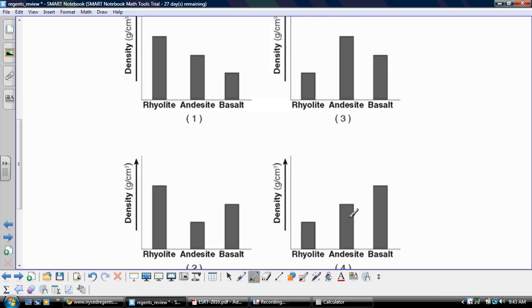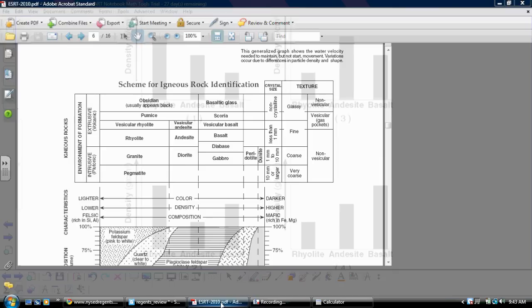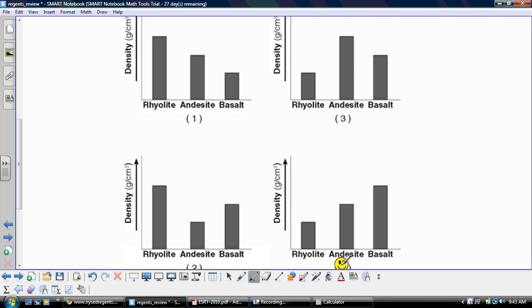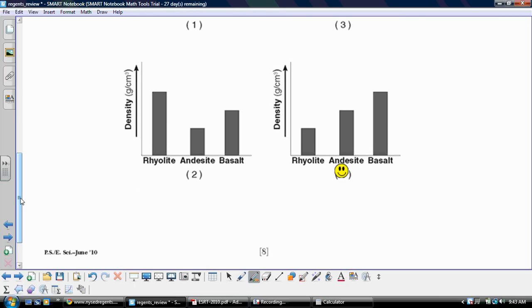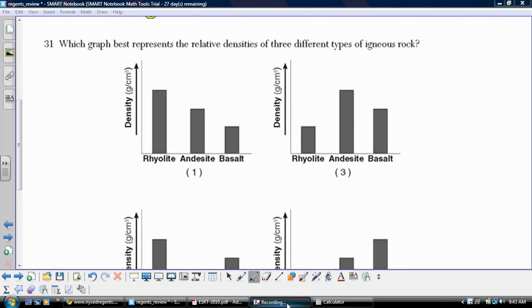Andesite then must be one of the intermediate rocks. And when we look at the reference table, andesite here is in fact in the intermediate zone, so we know that we've got all accurate over here. All right. And that's the last one on this page. So we've gone through 31, and I think that'll do it for this recording.